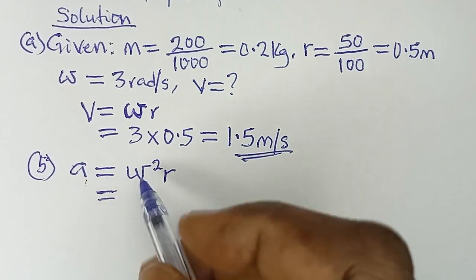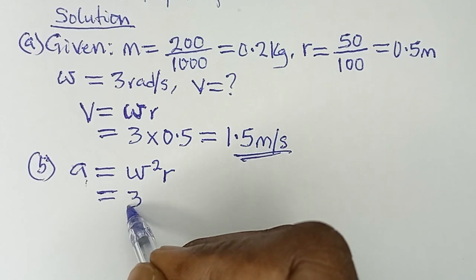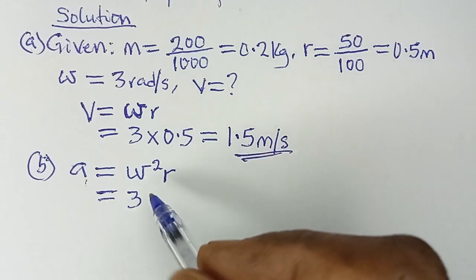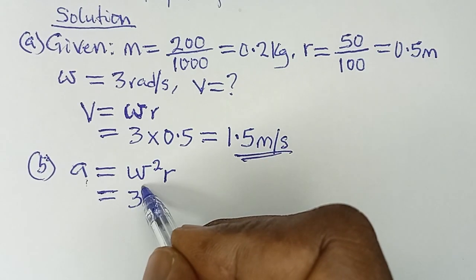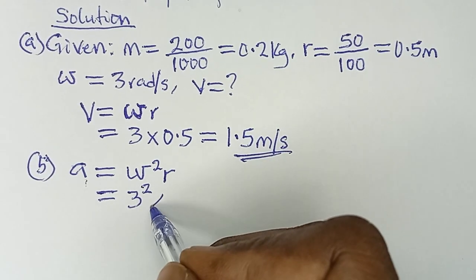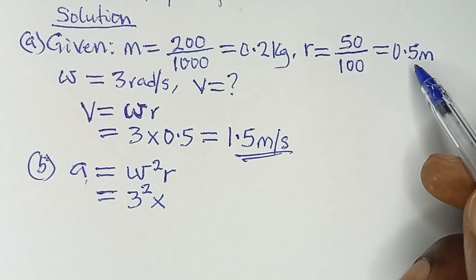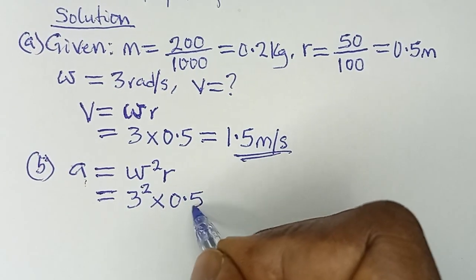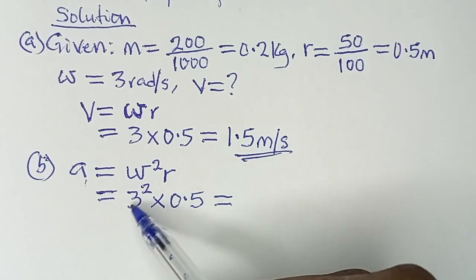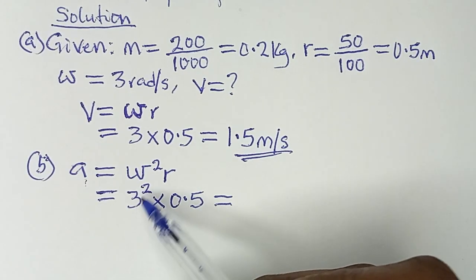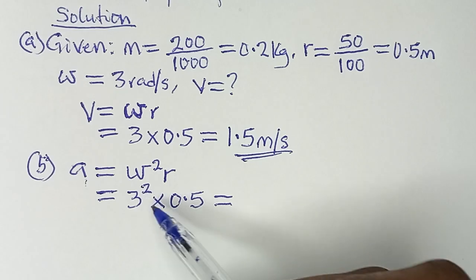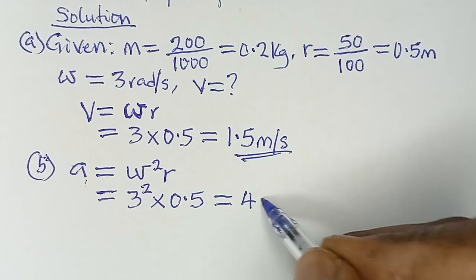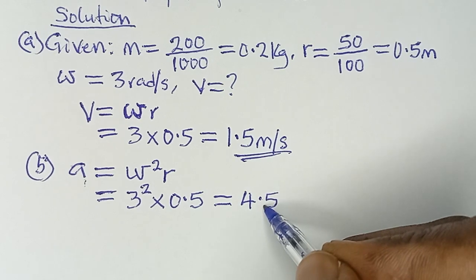So omega square will be 3 squared. Don't forget the omega is 3. That is, the angular velocity is 3. So we have to square it because in the formula it is squared. So 3 square multiplied by the radius, which is 0.5. And that will give us 3 square is 9. Don't forget 3 square means 3 multiplied by 3. So 3 square is 9. And 9 multiplied by 0.5 will give us 4.5 as the acceleration.